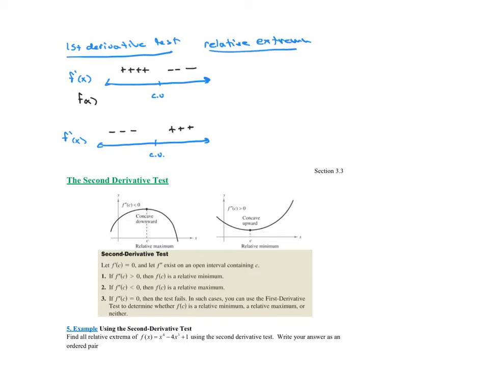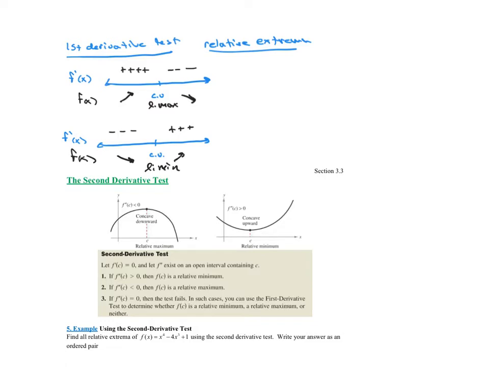So what you do is you look at the sign chart for the first derivative. If the first derivative went from positive to negative at a critical value, then we knew that that point right there was a relative or a local maximum because it went from increasing to decreasing. If the first derivative went from negative to positive, my original function went from decreasing to increasing, which made that point right there a local minimum.